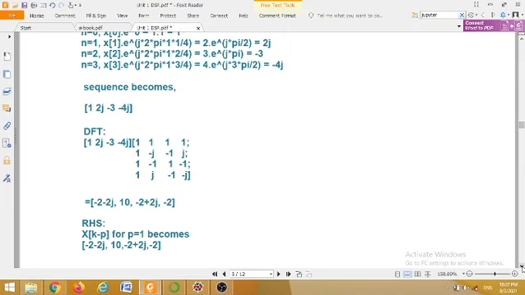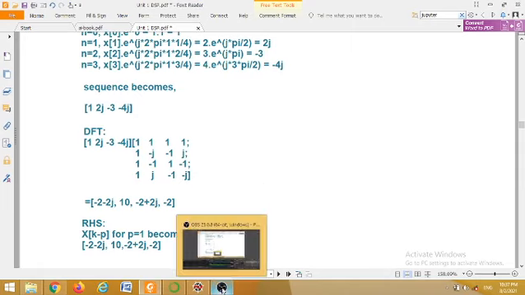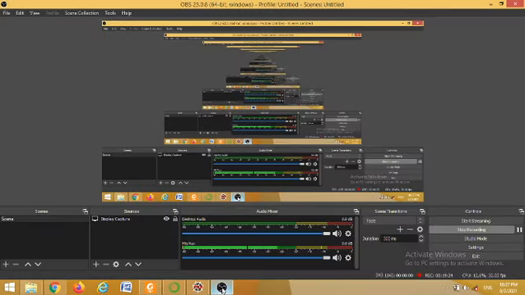So these are the 4 properties that we have discussed in today's class. In the next class we will be discussing some more properties like convolution, multiplication, correlation, Parseval's. Okay, thank you.